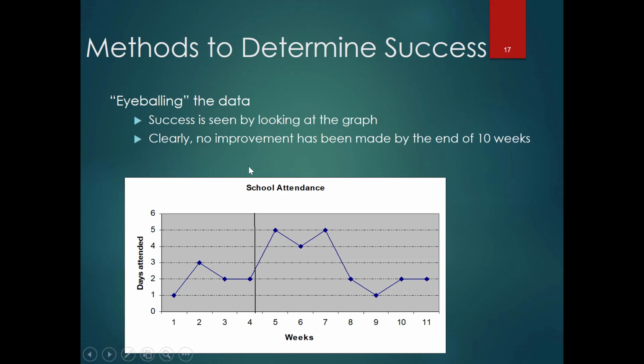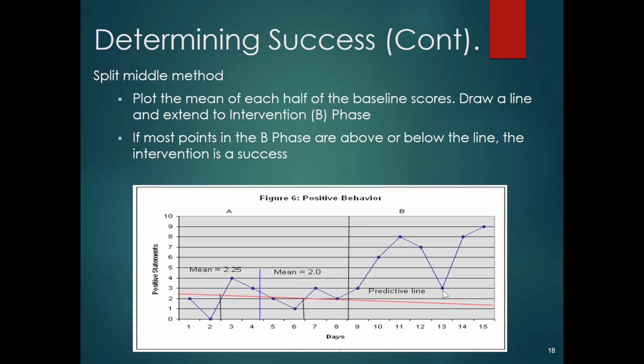We're looking at school attendance and here's baseline. If you look at it when you get to like week 10, 11, there's really no change, right? It kind of seemed like it went up a little bit, but by week 7, it just dropped. So if you are using the eyeballing method, you can look at this graph and you can determine that this was not successful.